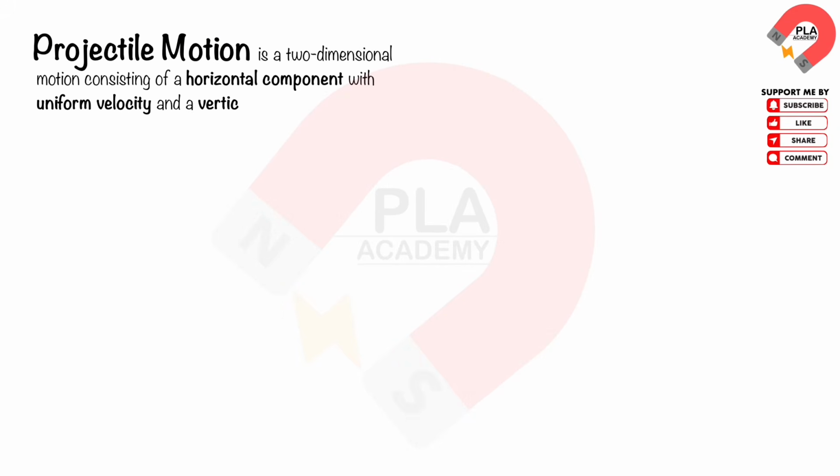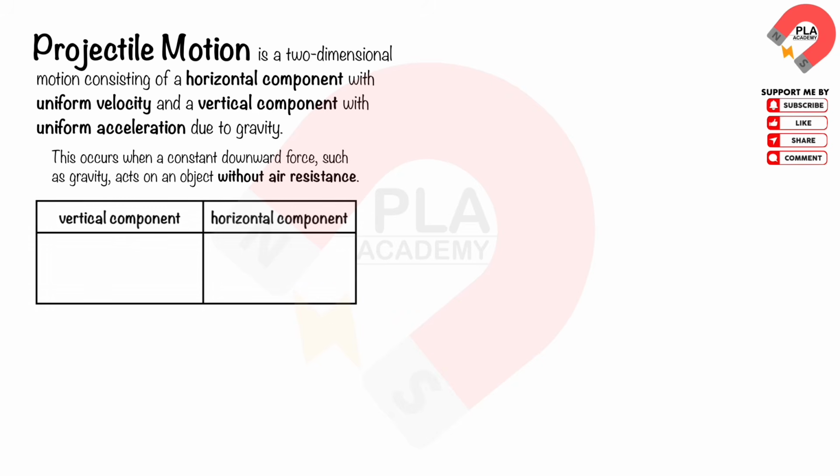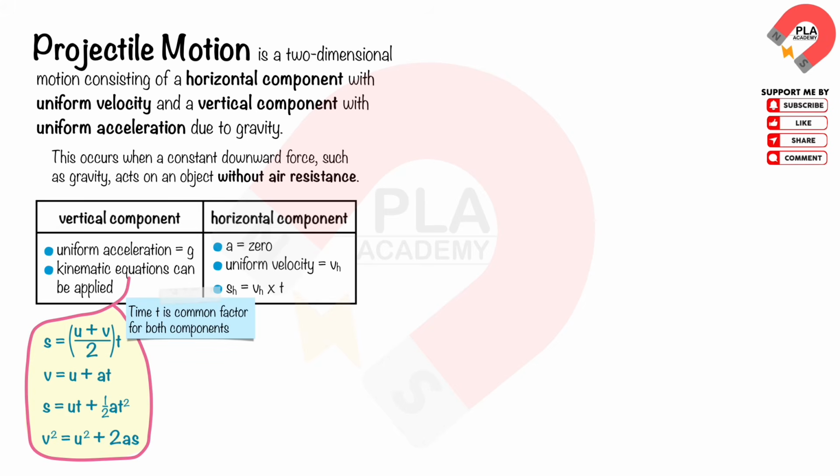The projectile motion. The projectile motion is a two-dimensional motion consisting of a horizontal component with uniform velocity and a vertical component with uniform acceleration due to gravity. This occurs when a constant downward force, such as gravity, acts on an object without air resistance. The vertical component of the motion has uniform acceleration, g, so we can use kinematic equations. The horizontal component of the motion has no acceleration, so the velocity stays the same, and we can only use one equation, shown here. The time t is the same for both components of the motion.